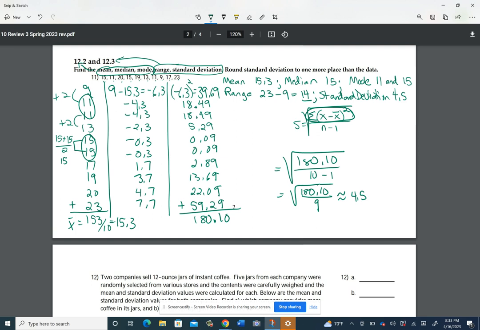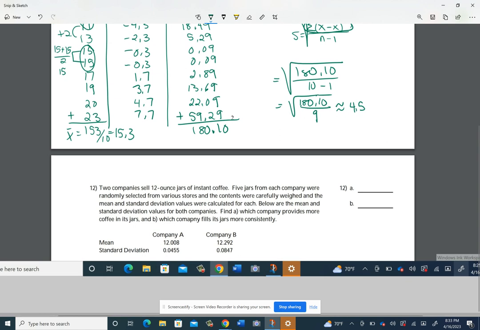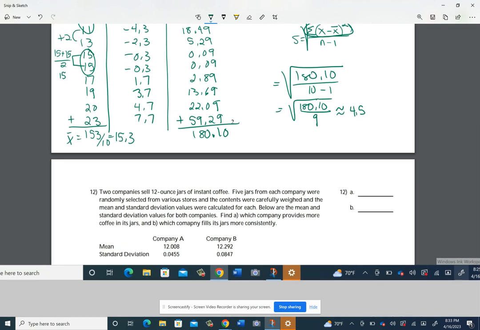All right, so just make sure you know how to set up the columns and show me that work, because to get full credit, you'll have to show me all that. All right, and then one more question that was actually from 12.2 and 12.3 dealt with you interpreting the meanings of those.